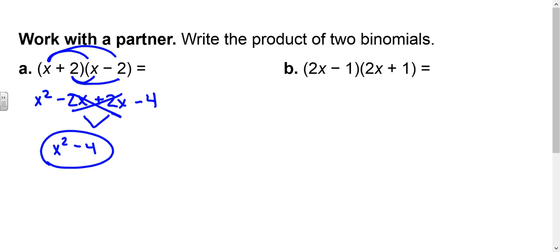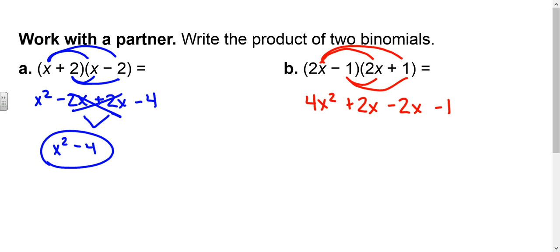Okay, for the second example, we're going to do the same thing. So we take 2x times both numbers. So 2x times 2x is 4x squared. 2x times 1 is positive 2x. Okay, then we're going to take negative 1 times both numbers. So negative 1 times 2x would be negative 2x, and negative 1 times 1 would be negative 1. And again, what happens is the middle ones cancel each other out, and so we're left with 4x squared minus 1.